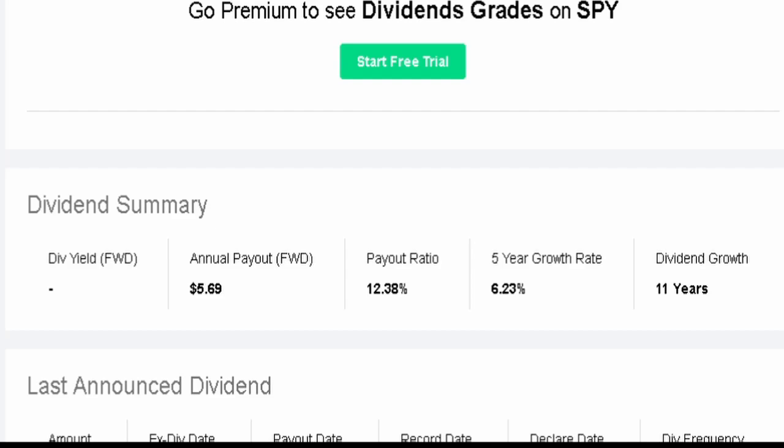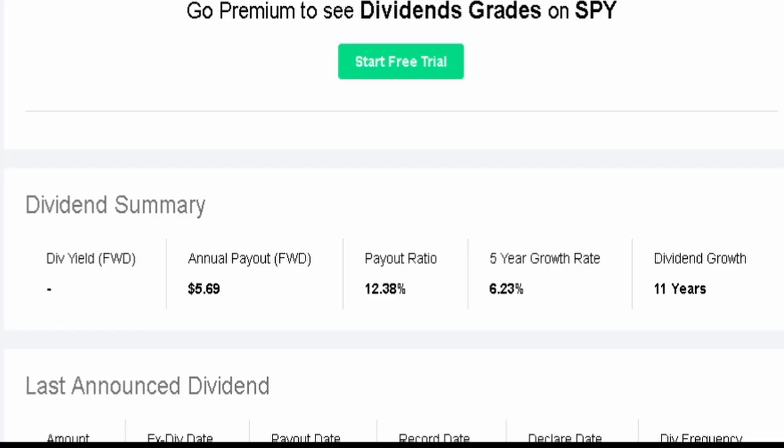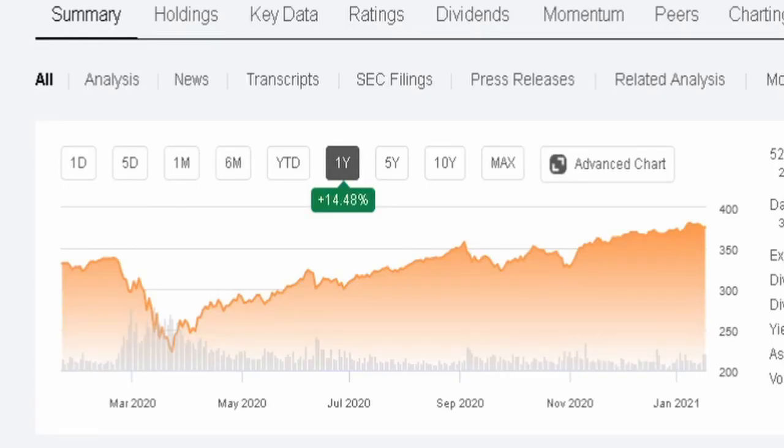their ex-dividend date, which is the date that you have to have the stock in your portfolio by, usually the middle of the month prior to the payout. So that would be December, March, June, and September. This ETF has a 5-year growth rate of 6.23%, and they have grown the dividend of this ETF for the last 11 years.